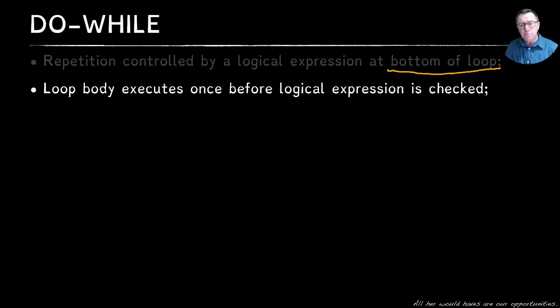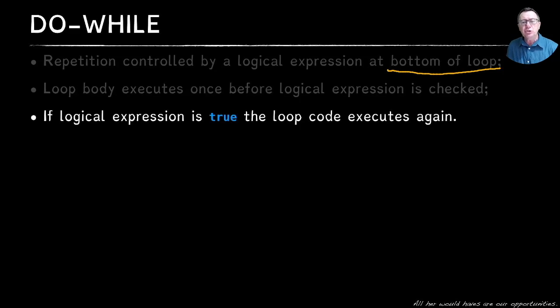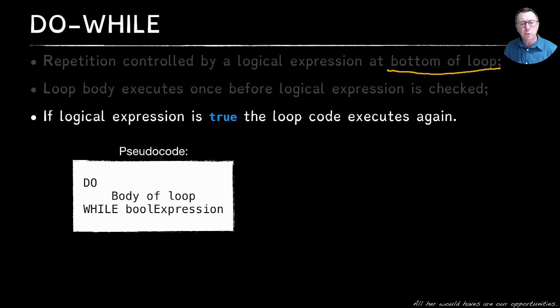So what happens is that the loop body is executed once before the logical expression is checked. So if that logical expression is true, the loop is executed again, and then it's checked again. So we do the body of the loop. We jump in and do this, and after the first execution, we then check the Boolean expression.